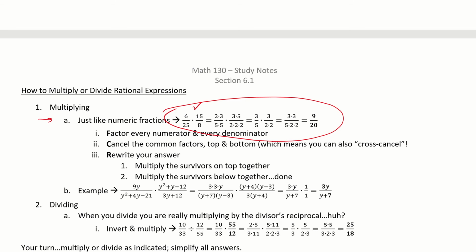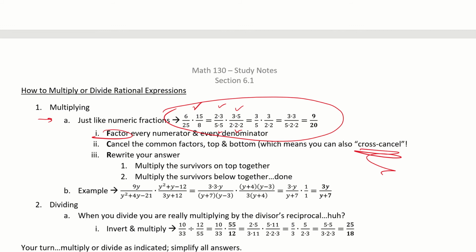Now, a lot of times instructors of the past would say cross cancel and all that jive. For sure, that's okay. You can cross cancel, but what do we got to do first? Factor. So 6 is 2 times 3, and 25 is 5 times 5, and 15, 3 times 5, and 8 is 2 times 2 times 2. A lot of people don't know all those numbers. You're going to learn them.